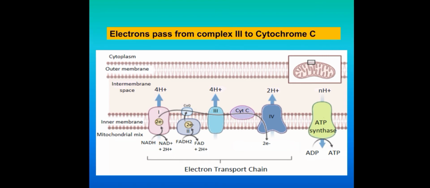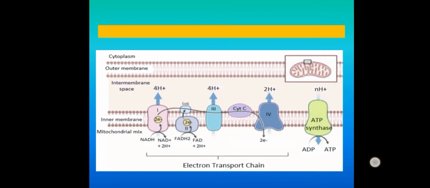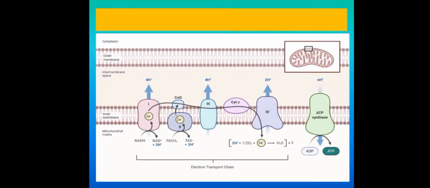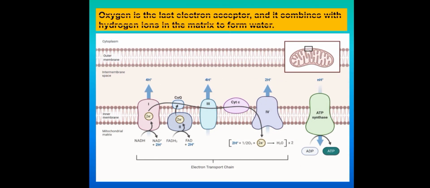Electrons pass from complex 3 to cytochrome C, the second electron carrier. From cytochrome C, electrons pass to complex 4. Oxygen is the last electron acceptor, and it combines with hydrogen ions in the matrix of the mitochondria to form water.